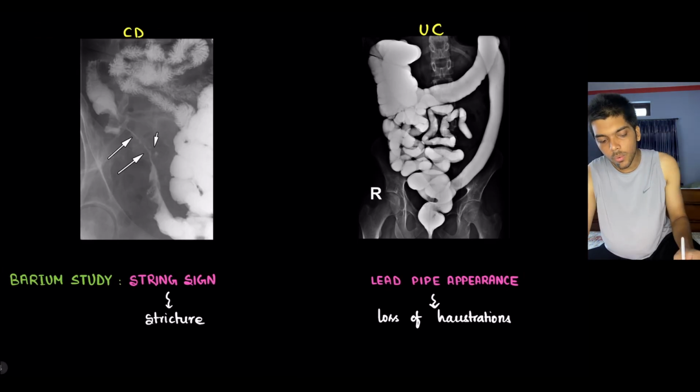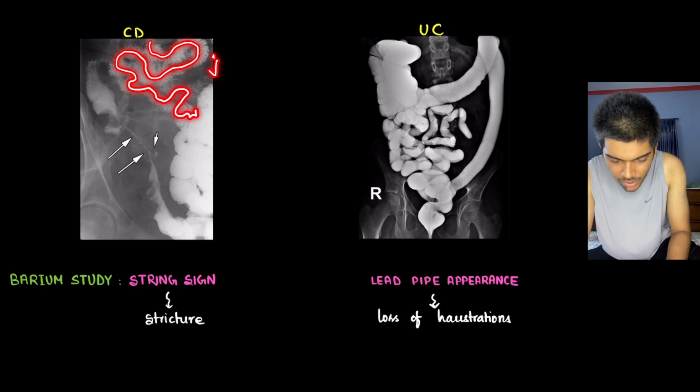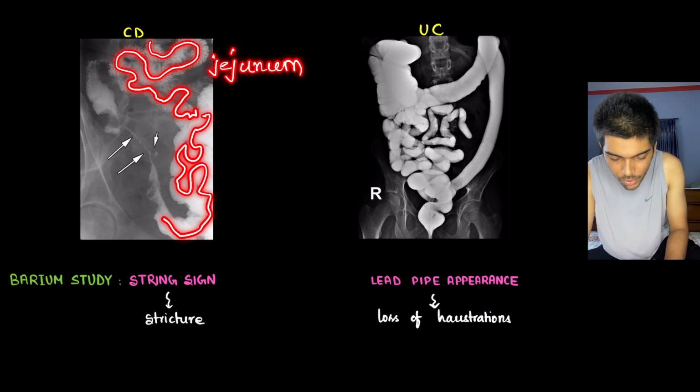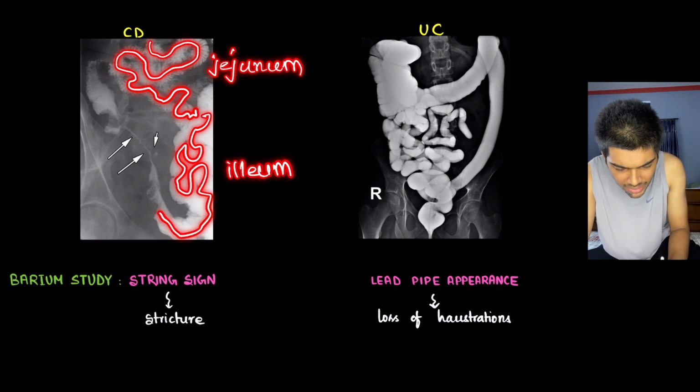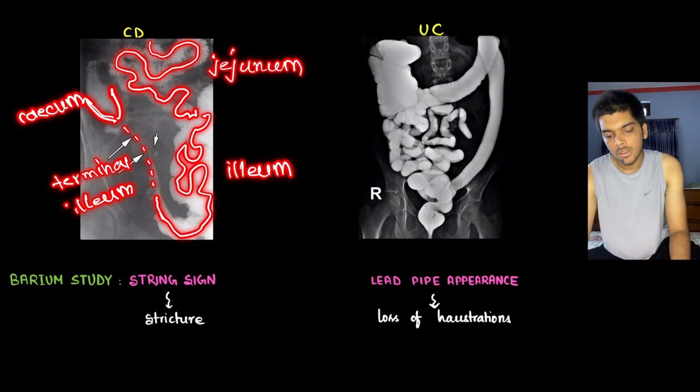So what we did was we took a barium study of the intestine with Crohn's disease and ulcerative colitis, and saw the X-ray behind it. So this is what it looks like. First, the Crohn's disease. You can see right here, this feathery intestine. That is your jejunum. The smooth intestine, on the other hand, that's your ileum. At the end, the ileum has become very thin, right? This is the terminal ileum. And then the terminal ileum ends in this funnel-shaped structure called the cecum.